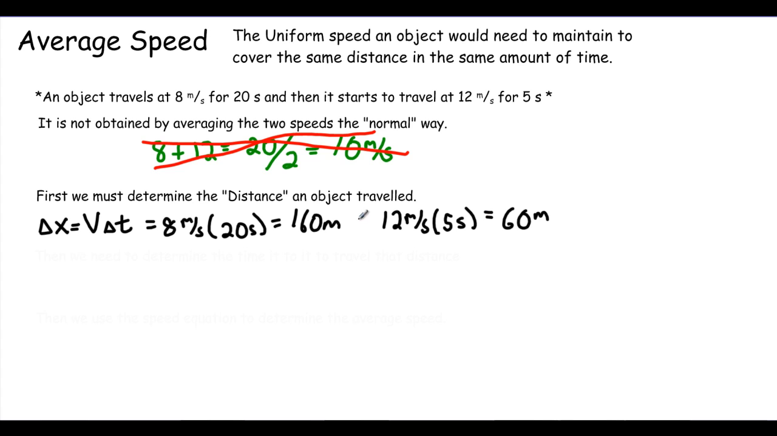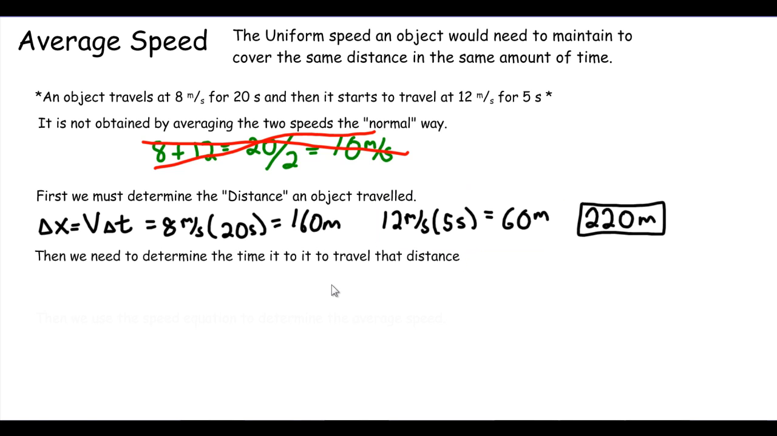So now, if I look at the total distance the object traveled, well, it went 160 meters, and then it went 60 meters. So if I add those two together, I get 220 meters. So that's the total distance my object traveled. The next thing I need to do is determine the total time it took to travel that distance. So it went 20 seconds, and then it went 5 seconds. So 20 plus 5 is 25 seconds. So that's the total time it took to travel that 220 meters.